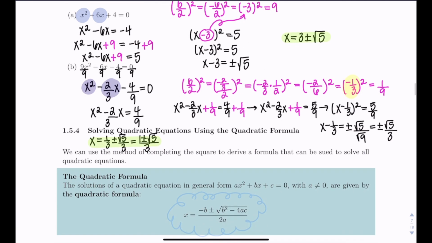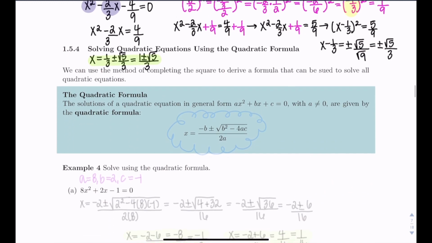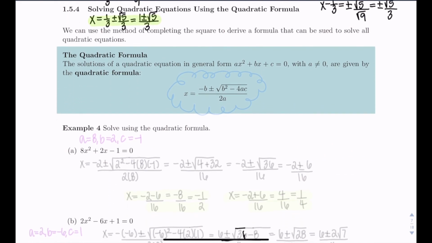All right, and the last method for solving is the quadratic formula. This is the only thing in algebra that works for every single quadratic equation. We don't have this tool for many things in mathematics, so it's exciting to be able to have this in our back pocket if we need to use it.